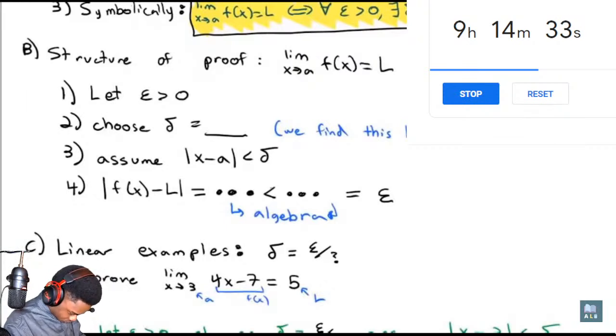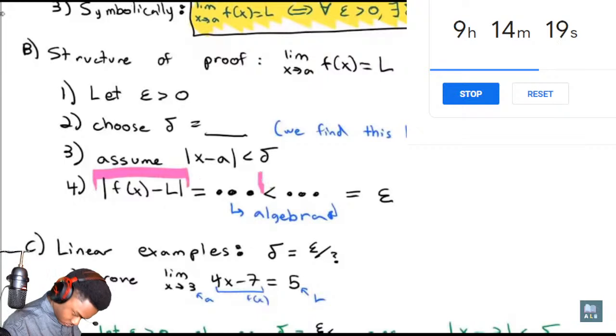Always let epsilon be greater than 0. Choose a delta equal to something. And then assume that |x minus a| is less than delta. And then ultimately, we play with f of x minus L. I'll put it on top. That |f of x minus L| is less than epsilon. And if you do that, you've got a perfect delta epsilon proof.